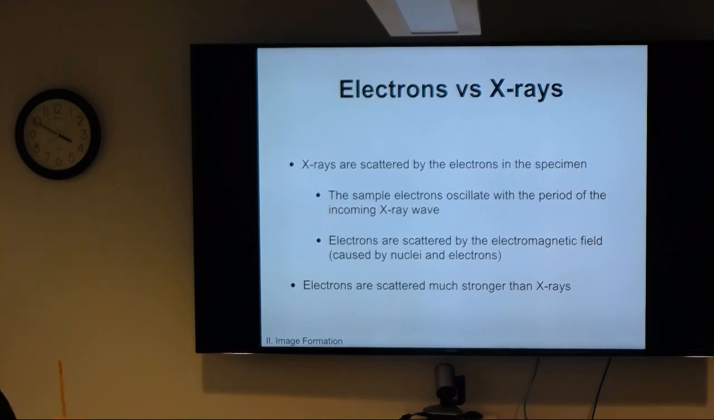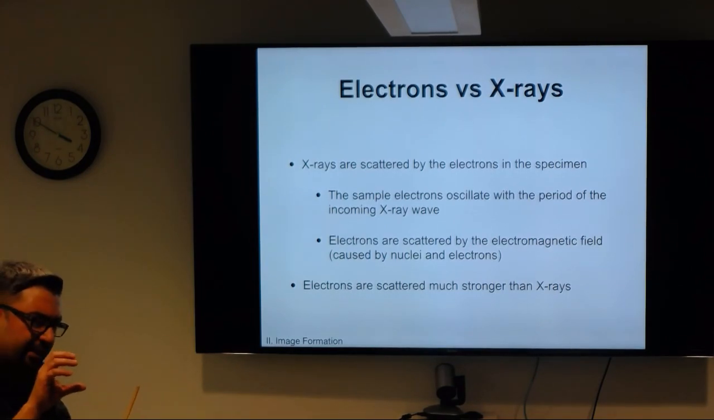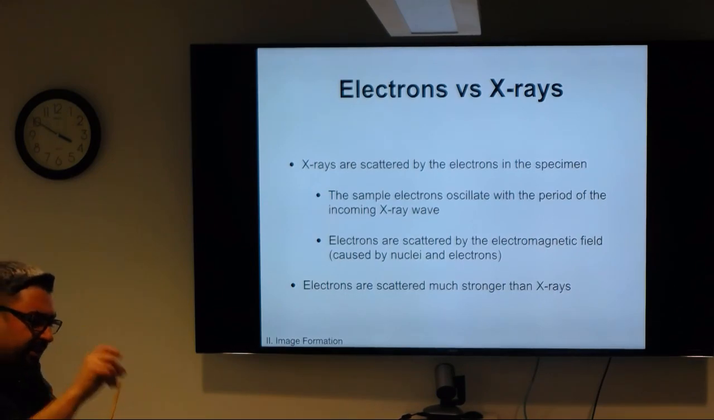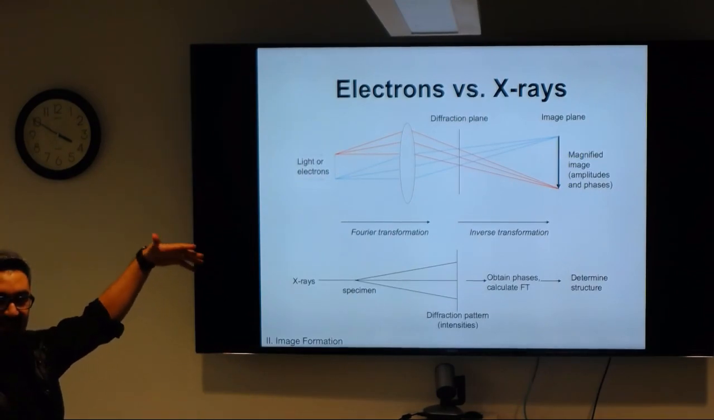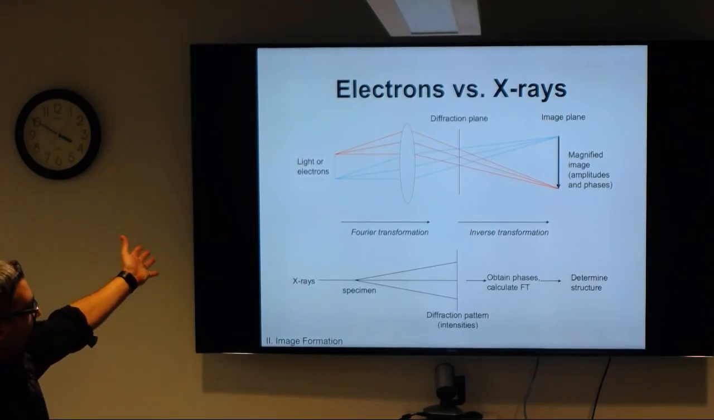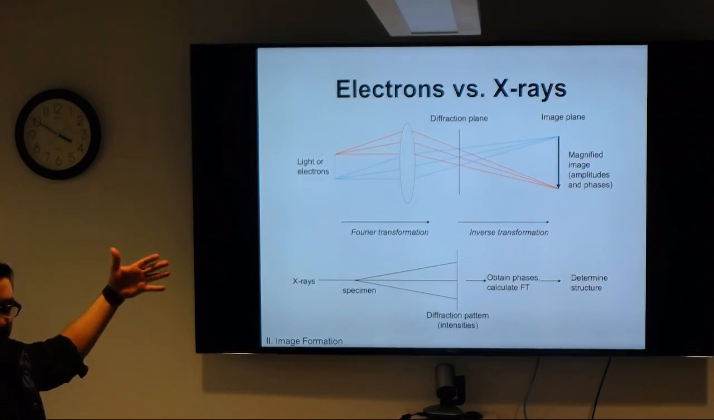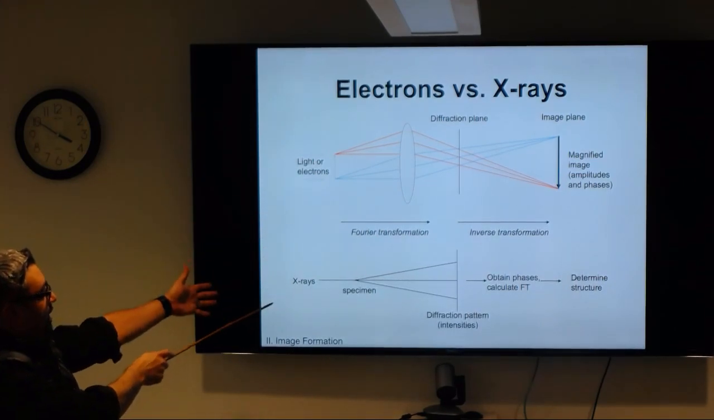So, what about X-rays? X-rays are scattered by the electrons in the specimen. The sample electrons oscillate with the period of the incoming X-ray wave, and the electrons are scattered by the electromagnetic field. I think Grant Jensen talked a little bit about the differences when an X-ray is shot. And I think this is a great image that shows the difference in EM versus X-ray.